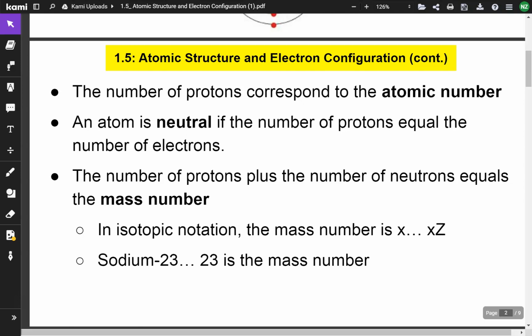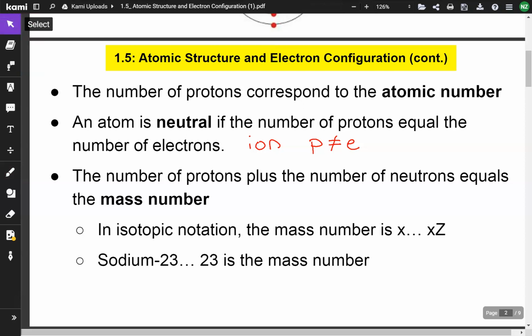The number of protons corresponds to the atomic number. So if I go to my periodic table and I look something up, like hydrogen is number 1, it has 1 proton. Helium is number 2, it has 2 protons. That atomic number represents the number of protons. An atom is considered neutral if the number of protons equals the number of electrons. An ion is when the protons don't equal the electrons. So more protons means a positive charge, more electrons will be a negative charge.